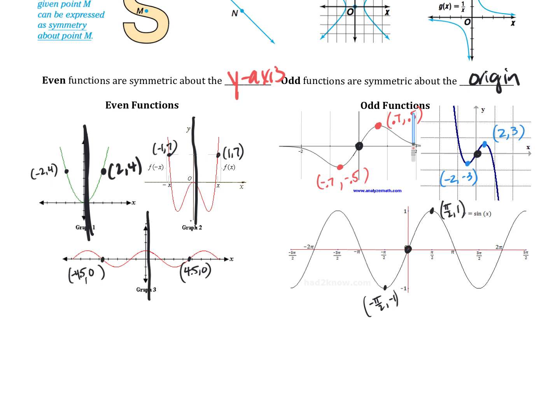But in odd functions, 0.5, negative 0.5, 3, negative 3, 1, negative 1. In odd functions, the y's are opposite. So the x's are always opposite. The y's are opposite with odd.